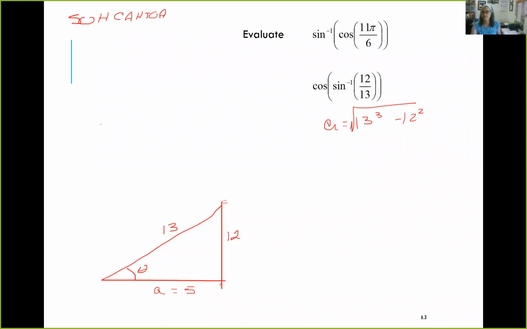Because that's what this is asking for. I don't really care what that angle is, right? Remember that the output of an inverse sine is going to be an angle. But I don't really care what that angle is. What I care is, what's the cosine of that angle? Well, this is the triangle that gives us all my side lengths. So this angle theta will have sine of 12 over 13. So now I can use my triangle to find the cosine of that angle, and that's going to be 5 over 13.